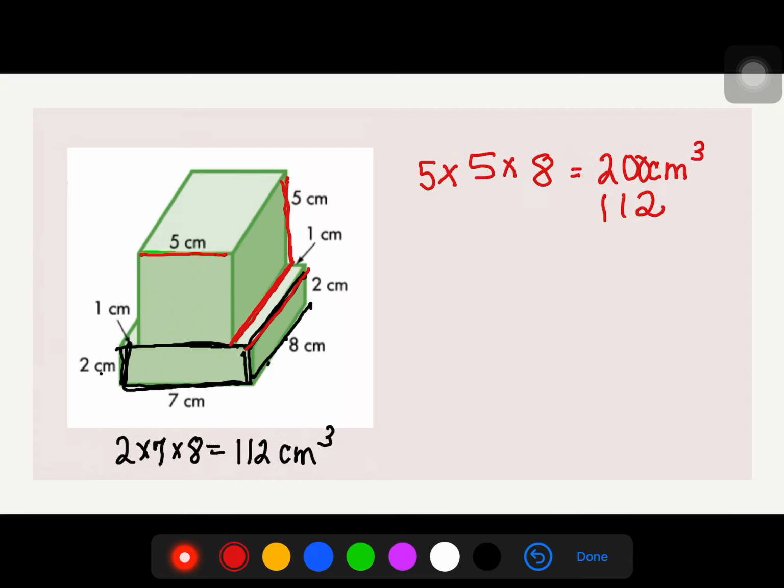Oops, I wrote 20 cubed. And I'm going to add it to the 112 of the bottom. And that equals 312 centimeters cubed for total volume.